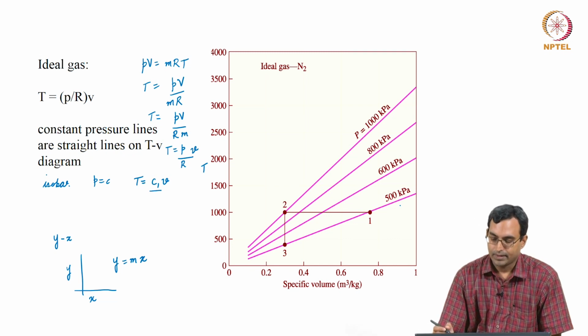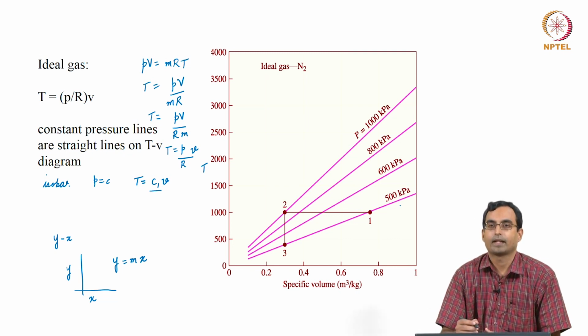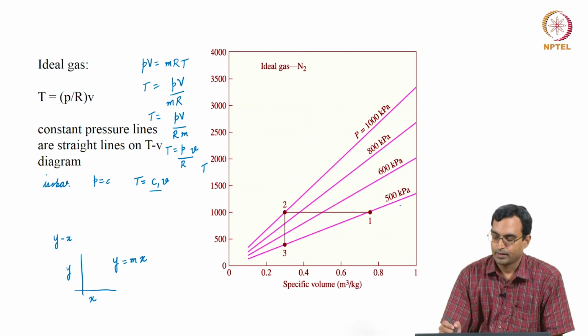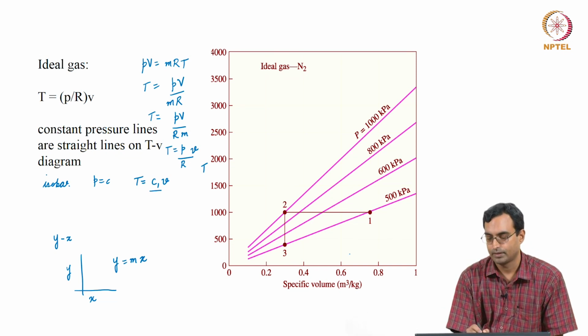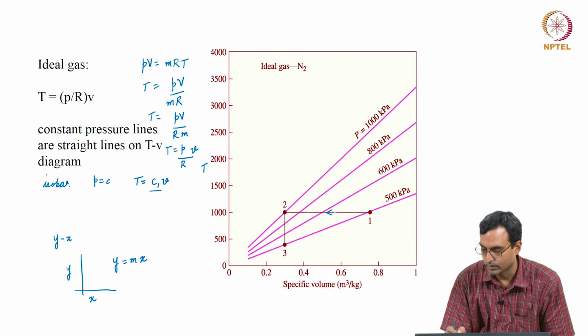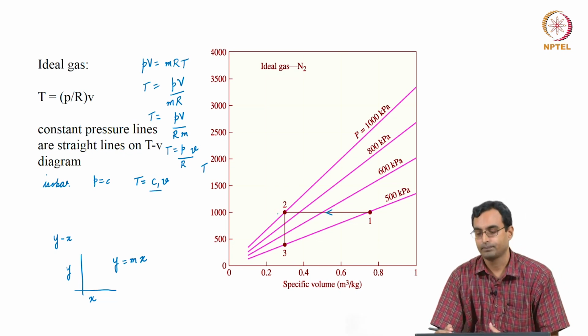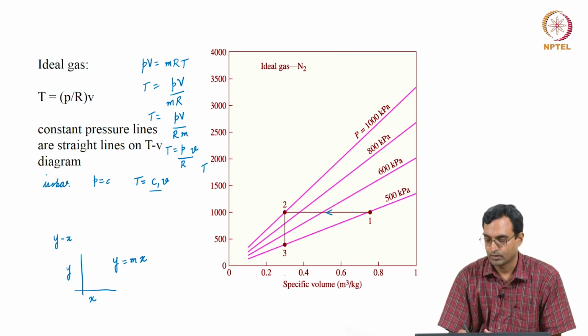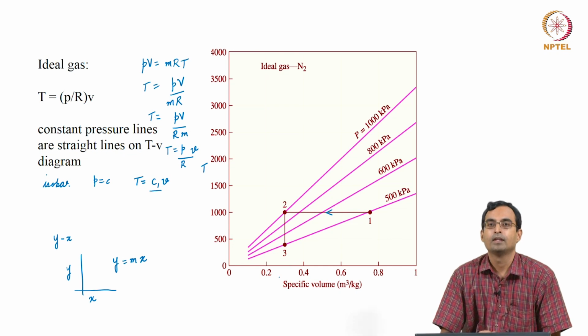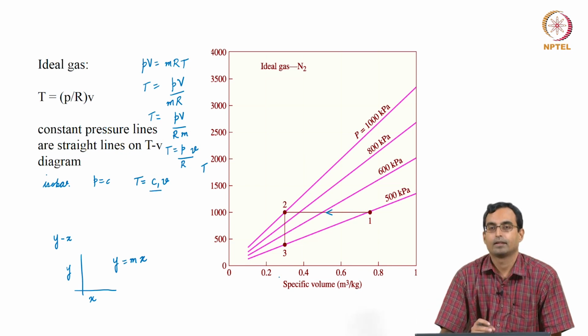What we also see here is we can look at other processes on any of these diagrams. So, for example, here 1 to 2 is a process which is horizontal, parallel to the specific volume axis, which means the temperature is constant. So, 1 to 2 over here shows an isotherm, temperature is constant. The specific volume is reducing from about 0.8 meter cube per kg to somewhere around 0.3 meter cube per kg. So, it is an isothermal process where the specific volume is reducing.